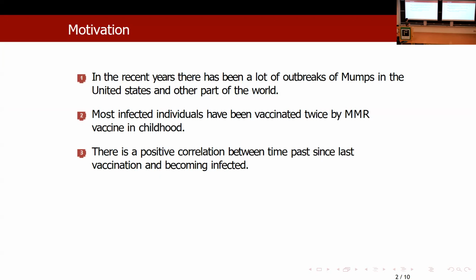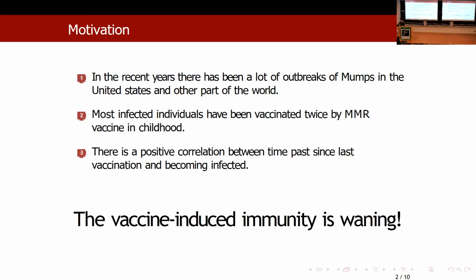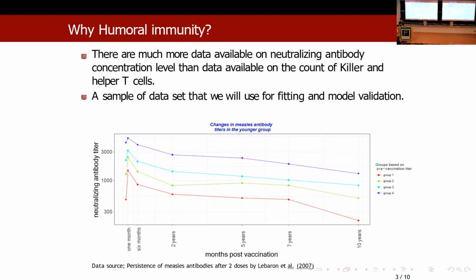So we wonder why. There is also lots of research in epidemiology that finds a correlation between time since last vaccination and becoming infected. So we are guessing that vaccine-induced immunity is waning. For that, we look for data to find it.